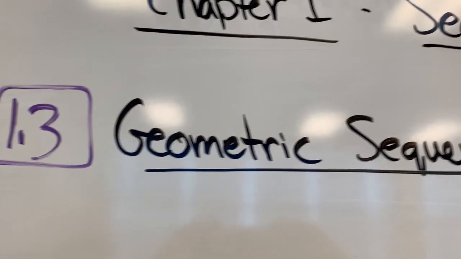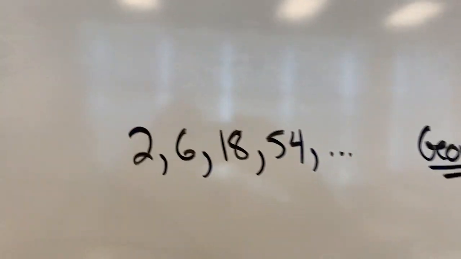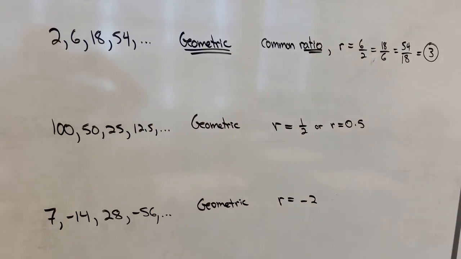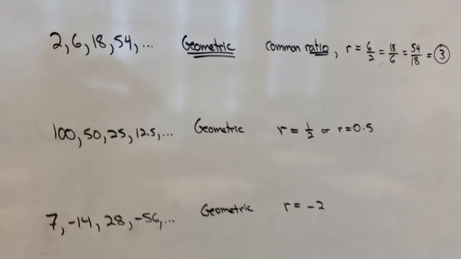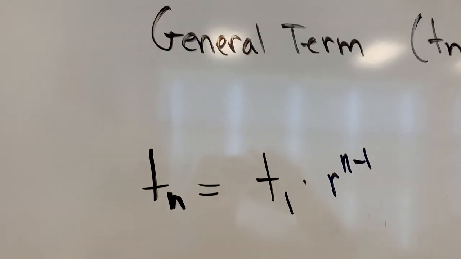This example also comes out of 1.3, geometric sequences. We looked at 3 different geometric sequences in the intro examples, showing what their common ratios are. Now, if we were asked to find the general term of a geometric sequence, general term, again, is on your formula sheet, and it looks like this.